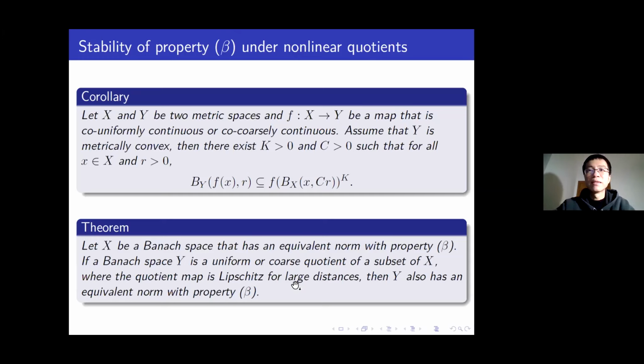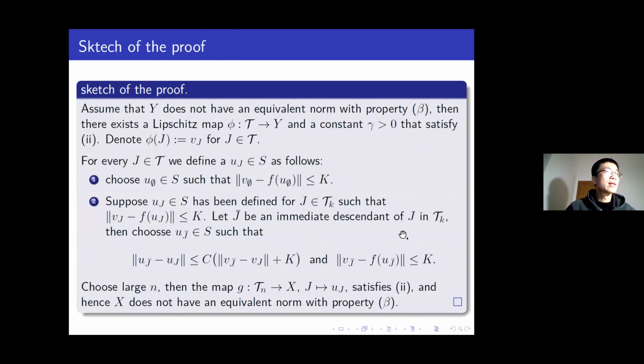So X is a Banach space that is beta renormable, and Y is a uniform or coarse quotient of a subset of X, and the quotient map must be Lipschitz for large distances. Then Y is also beta renormable. The Lipschitz for large distances property for the quotient map is necessary. Without this condition, the theorem is not true. There are counterexamples.